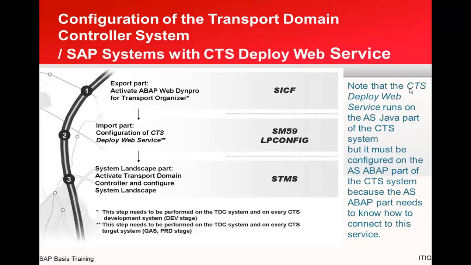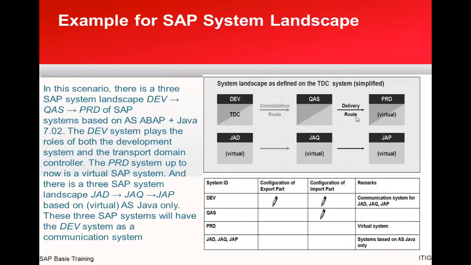Note the CTS deploy web service runs on the AS Java part of the CTS system, but it must be configured on the AS ABAP part of the CTS system, because the AS ABAP part needs to know how to connect to this service. So that is the first step.